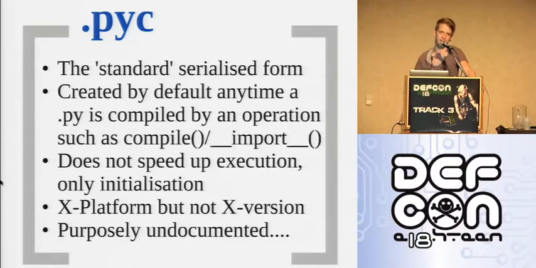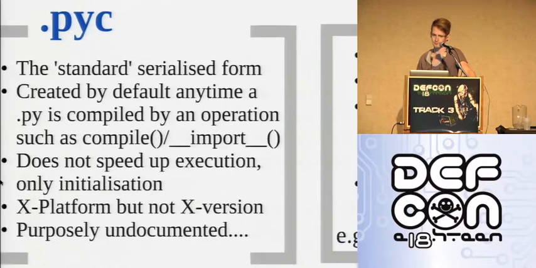Contrary to popular belief, it doesn't actually speed up execution. It purely speeds up instantiation because you miss out that compile step. So you don't need to recompile every time you run the application. It is cross-platform. A pyC will run on Linux and Windows, but it's not cross-Python version. So a 2.4 pyC won't run with a 2.5 runtime. And it is purposely undocumented by the Python developers to allow them the flexibility to change the bytecode format without breaking a bunch of stuff where people have relied on it.